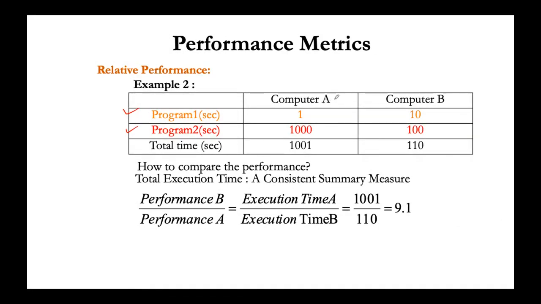So here computer A executes program 1 in 1 second, and executes program 2 in, suppose, 1000 seconds. Then to execute these two programs by your computer A, it takes 1001 seconds. Similarly, the same programs are given as input to your computer B. If it takes 10 seconds to execute program 1 and 100 seconds to execute program 2, then the overall time taken to execute these programs by your computer B is 101.